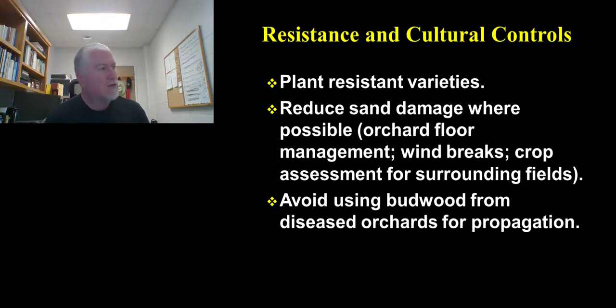Anything you can do to reduce sand damage is going to be important, because with blowing wind, that sand will actually cut into the fruit or the leaves, and that's an open wound for the bacteria to get in. And sometimes just an excess of the land itself having a lot of sand in it may actually allow for guttation of the fruit itself or wetting that would allow for the infection also. But sand in particular from blowing wind is important. Always avoid using budwood from diseased orchards for propagation. Of course, we try to avoid that through our budwood program anyway.